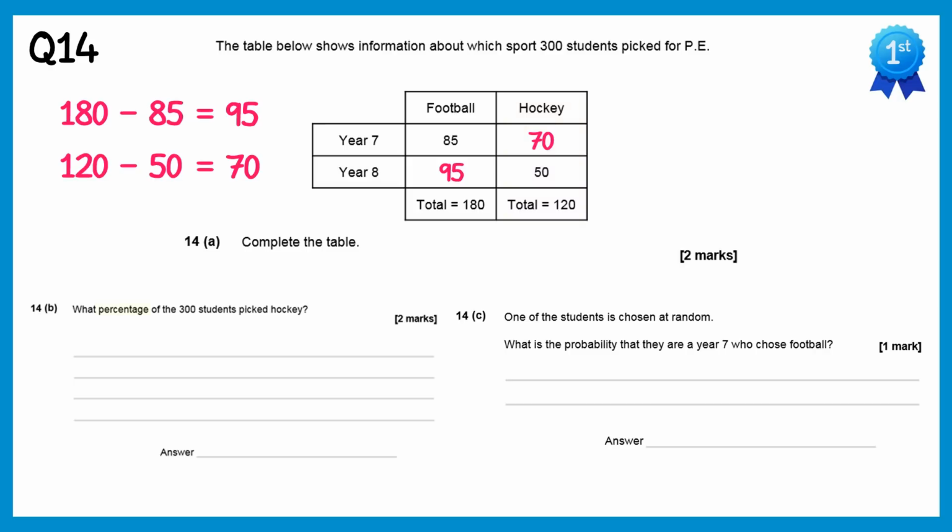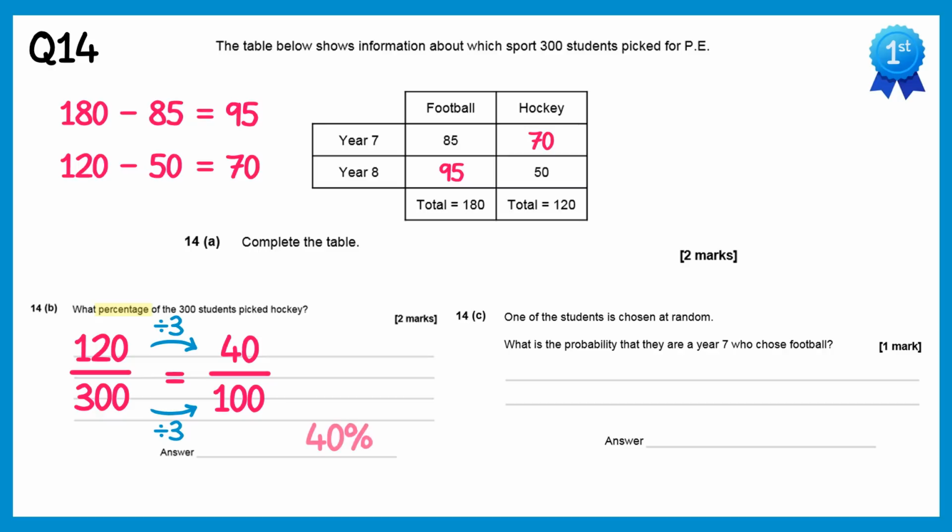For part B, it says what percentage of the students picked hockey. I find to write a percentage, it's easiest to start with a fraction. So what fraction picked hockey? Well, there were 120 who picked hockey out of 300 students altogether. To turn this into a percentage, we'll try and turn it into a fraction that's over 100. So if we divide the top and bottom by 3, we get 40 on the top and 100 on the bottom. And 40 over 100 just means 40%. So the answer is 40%.